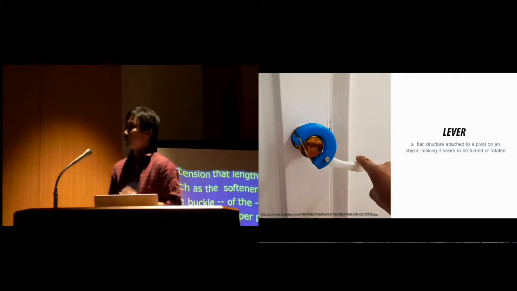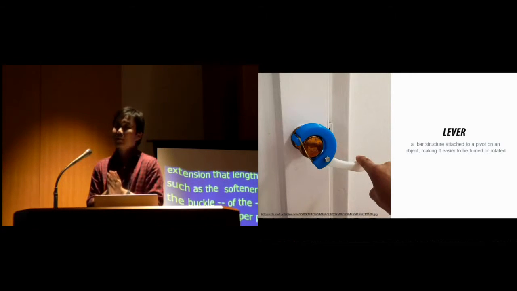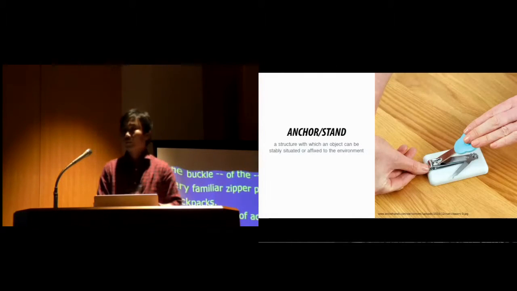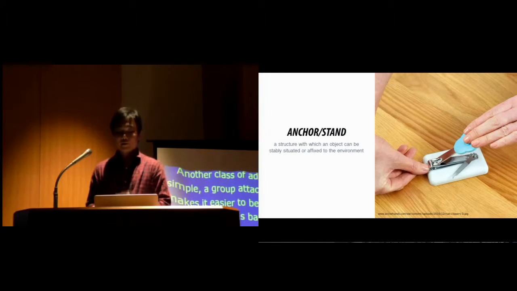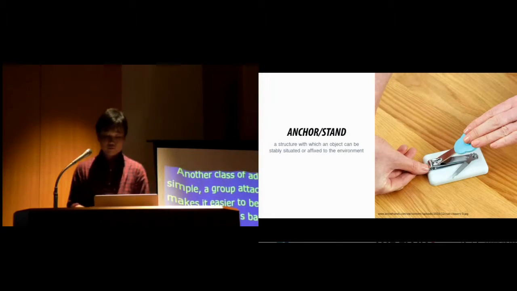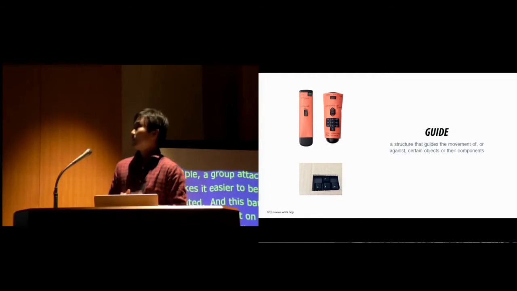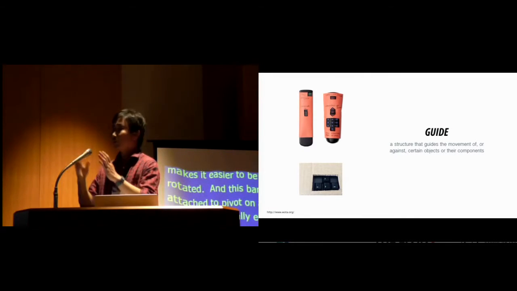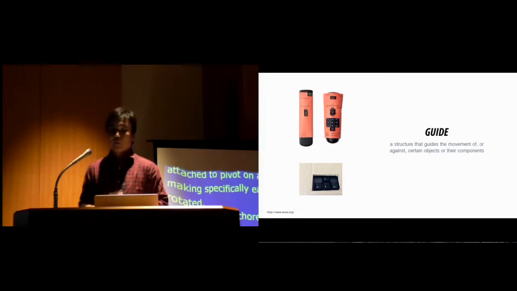And lever is another class of such examples. It's very specific. It's a bar structure attached to a pivot on an object, making it specifically easier to be turned or rotated. And we also have anchors or stands, a structure with which an object can be stably situated or fixed to the physical environment, usually to support one-handed use. And something that's very interesting we found is this guide, which in this case is a very simple cardboard piece that basically reduces the visual clutter of the buttons and also serves as physical guidance, helping people to reach and press these buttons.